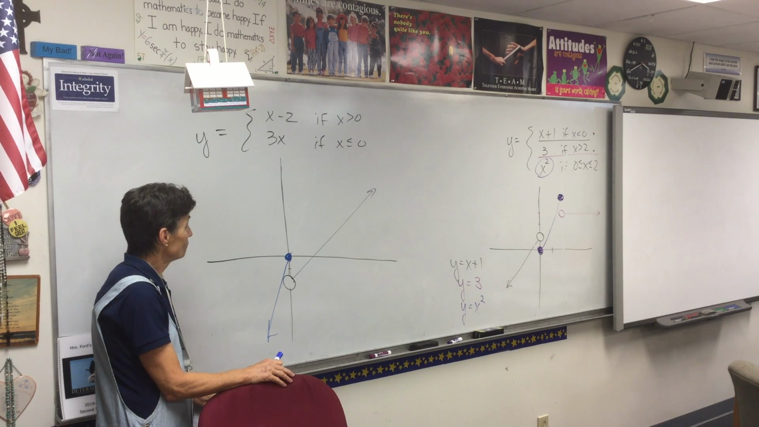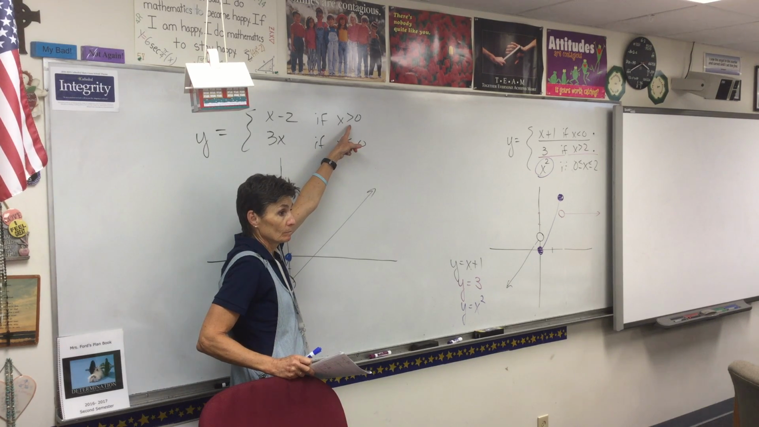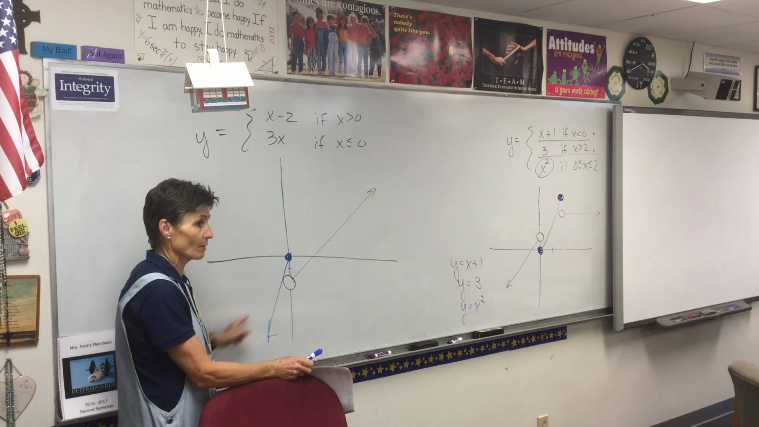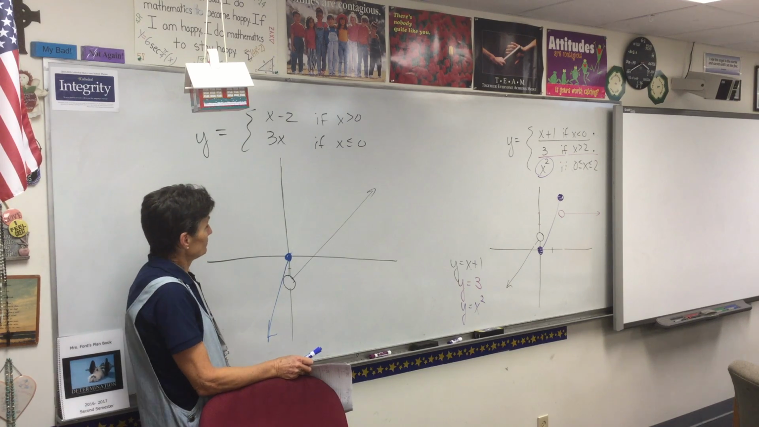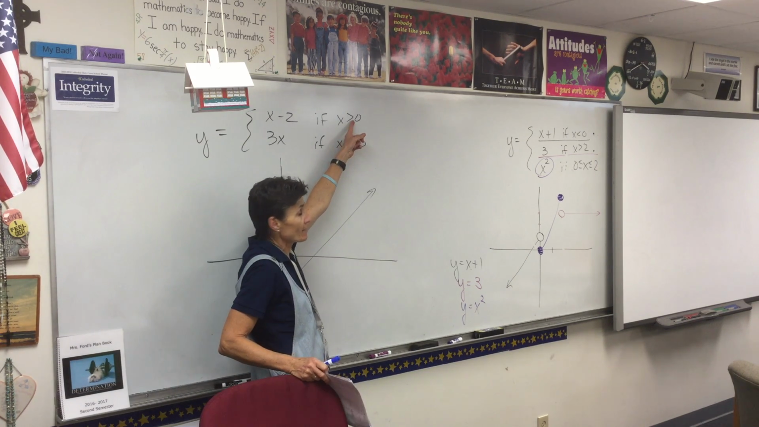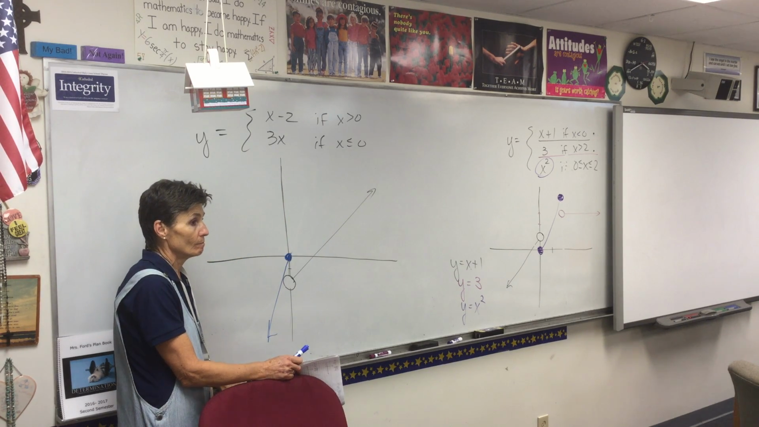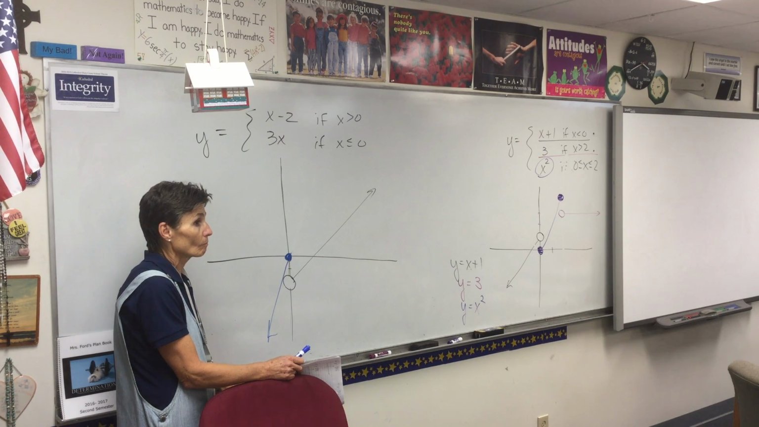Wait, why is the black line going that way? Well, greater than 0. Why not that way? Down here would be less, because x is positive. Yeah, x has to be positive, so it's got to be on this side. This always means on the right side of the line, this always means on the left side of the line.